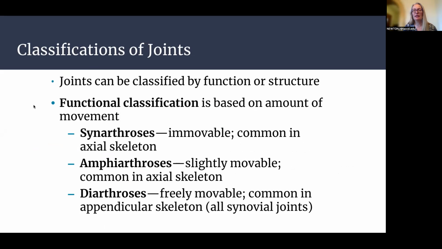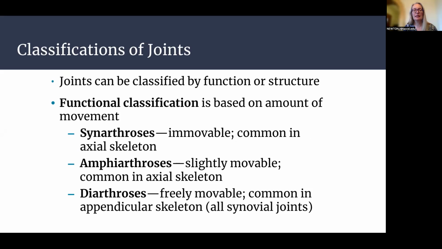So as I mentioned in the overview at the beginning, joints can be classified by either function or by structure. So the functional classification is based on the amount of movement that is occurring at the particular joint. The first class are called synarthroses. These are immovable joints. These are most common in the axial skeleton, and you've already met many of them when we've been looking at the skull.